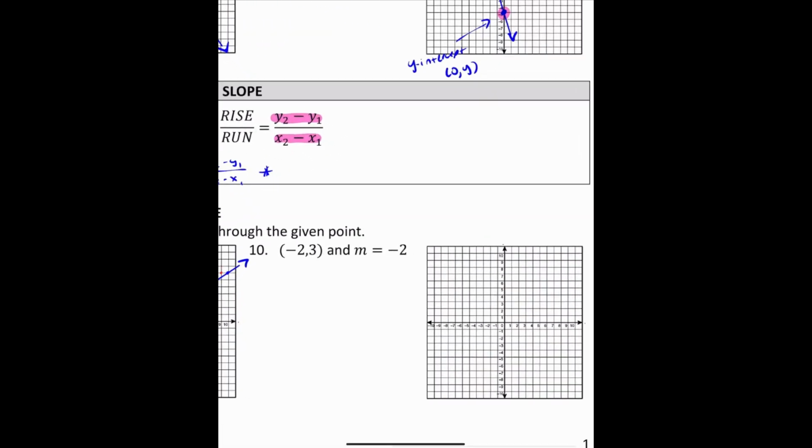All right, so now let's go ahead and look at number 10, and negative 2 comma 3 is the point that I'm going to start with. So negative 2 comma 3 should be located right here on this graph. Now the slope is negative 2. Now I can rewrite this as m equals negative 2 over 1.